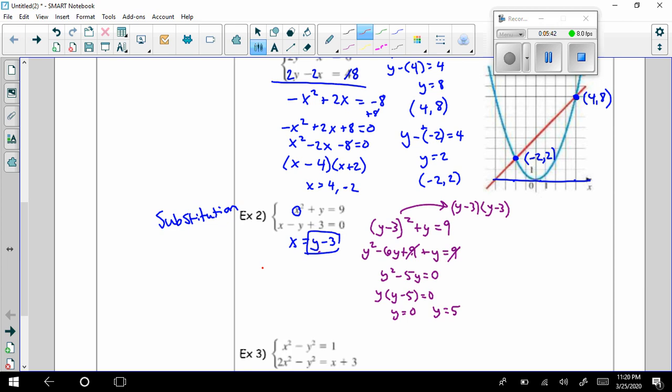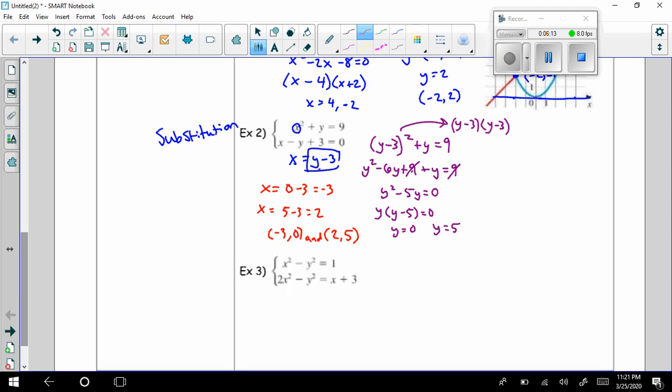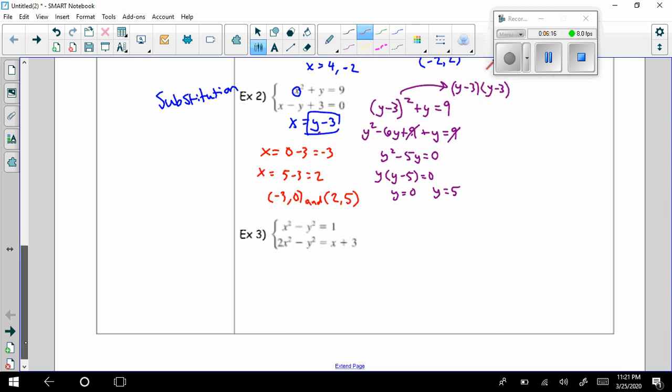I'm going to go over here and plug this in. So x equals 0 minus 3 and x equals 5 minus 3. So the negative 3 goes with the 0. So I have the coordinate negative 3, 0. And then 5 goes with the 2. So that's the coordinate 2, 5. So those are both points of intersection. You can always graph that on a graphing calculator and check that to see where they cross.